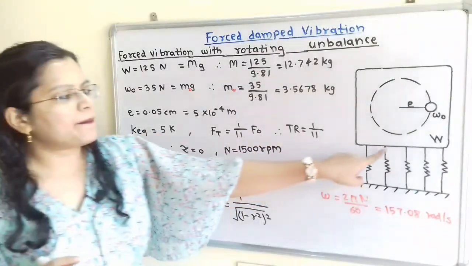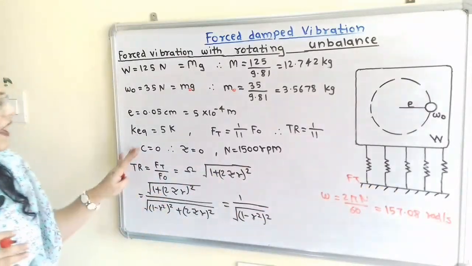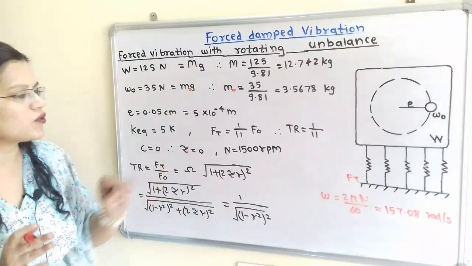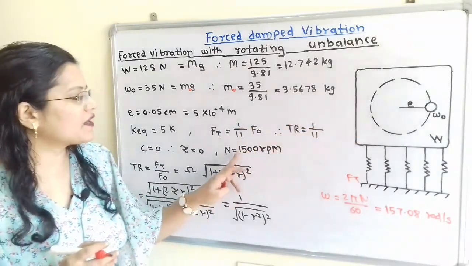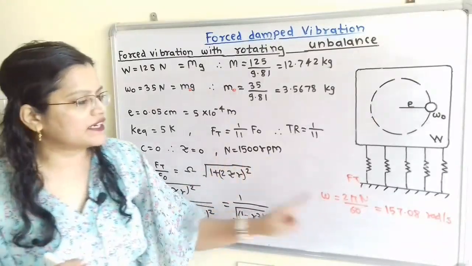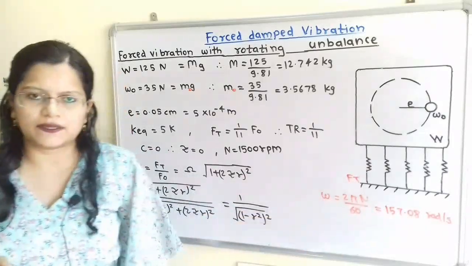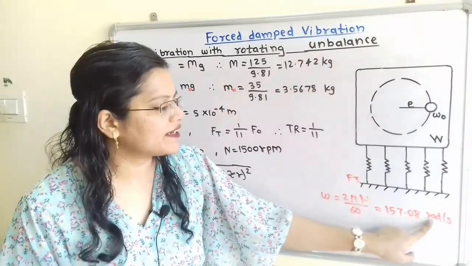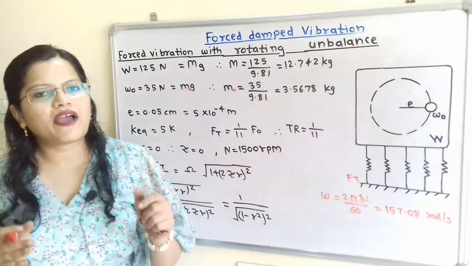Now here the damping is negligible. That means the damping coefficient C is 0, and that's why we consider the damping factor zeta to be 0. Now the speed of rotation is given as 1500 rpm. From this value we can calculate omega, which is equal to 2 pi N by 60, and which is equal to 157.08 radians per second.